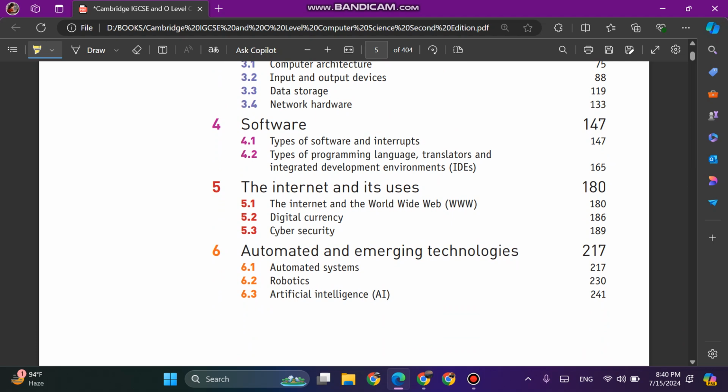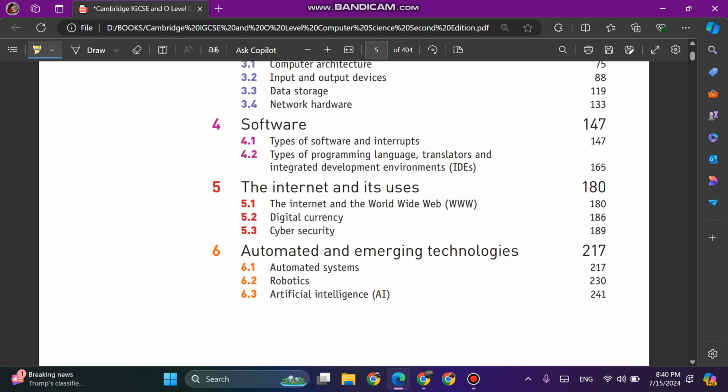Chapter number 5 is the internet and its uses. This is the most interesting chapter, and most students are familiar with it nowadays, because a lot of things we use in our daily routines, and most students have an idea. First is the internet and world wide web, which means all the things we explore on Chrome, Mozilla, and Firefox, the world wide web pages. Number 2 is digital currency, and number 3 is cyber security.